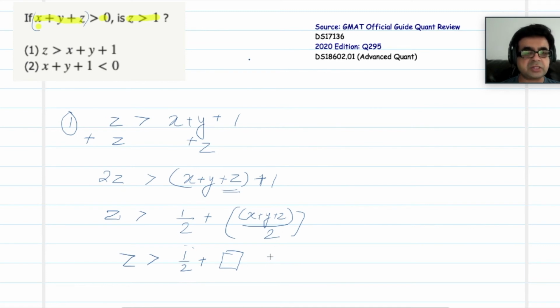So this is insufficient to answer the question because all I can say is, if I draw the number line, z is in this area, but the question asks, is z in this area? Since z could be in this area or this area, I have two possible options or two possible answers to the asked question. So this is insufficient.